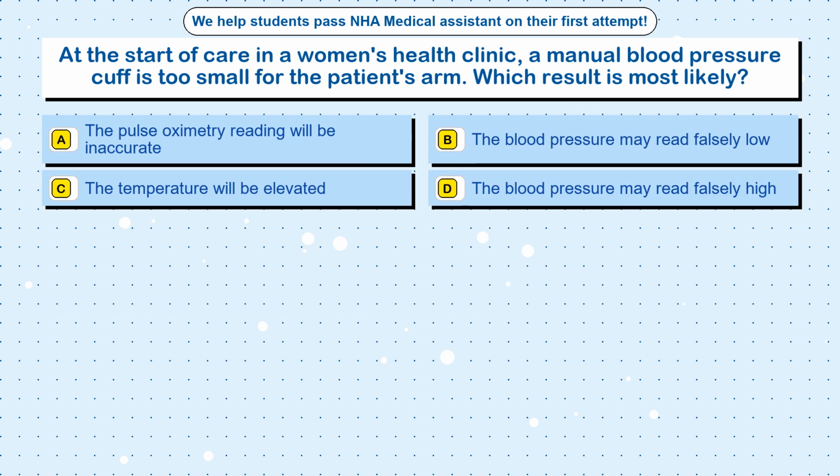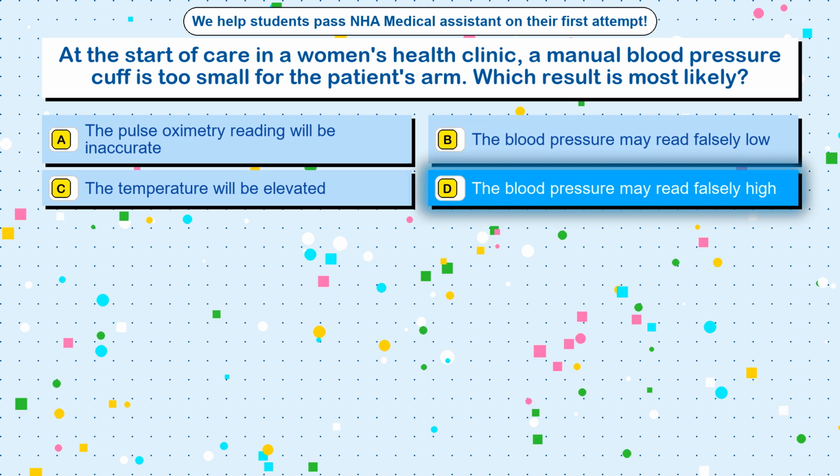Question 6. At the start of care in a women's health clinic, a manual blood pressure cuff is too small for the patient's arm. Which result is most likely? Option A, the pulse oximetry reading will be inaccurate. Option B, the blood pressure may read falsely low. Option C, the temperature will be elevated. Option D, the blood pressure may read falsely high.